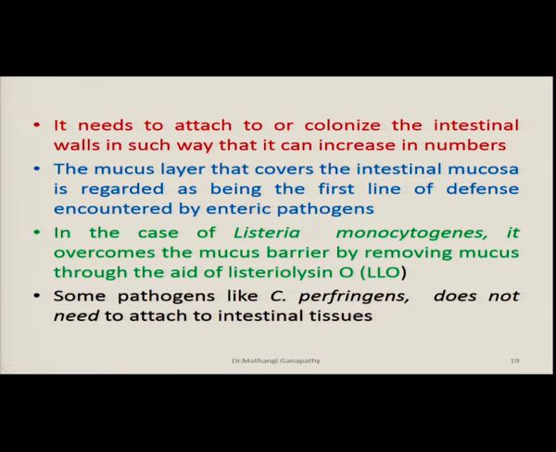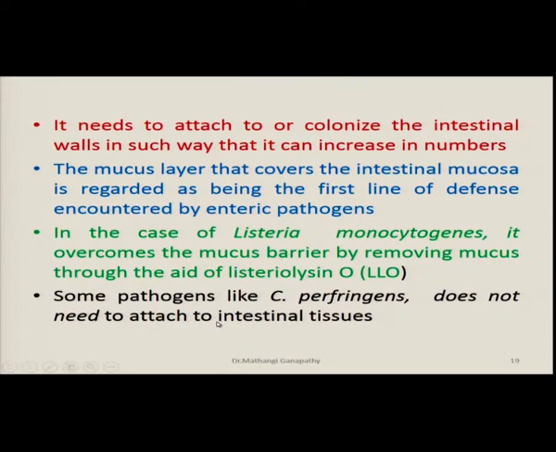So, the mucus layer will prevent the pathogen from grabbing a foothold. What if you remove the mucus? That is what Listeria does. It removes the mucus by secreting a substance which is called Listeriolysin O, otherwise called LLO. Once the mucus lining is dissolved, then the receptor would be present.